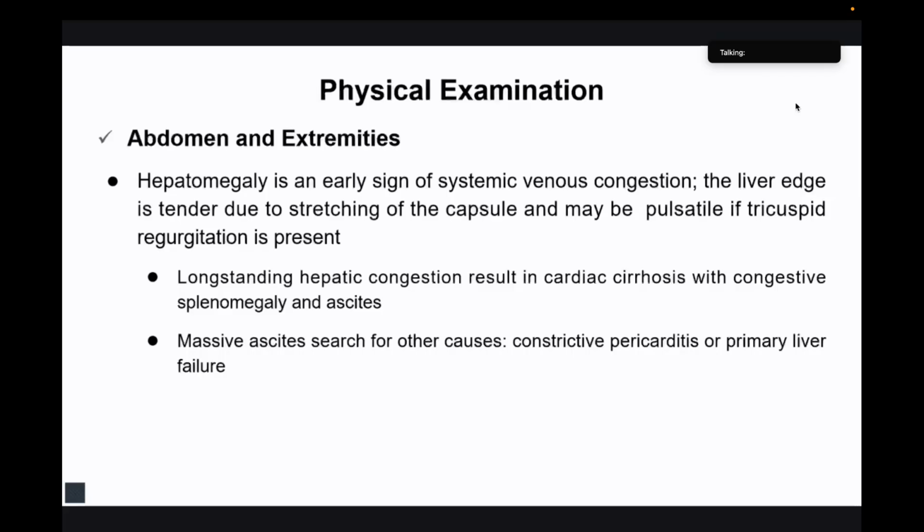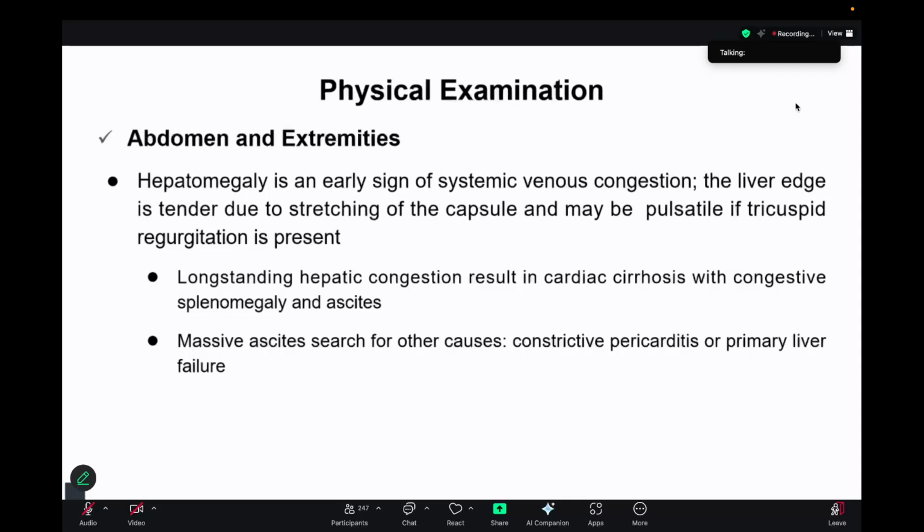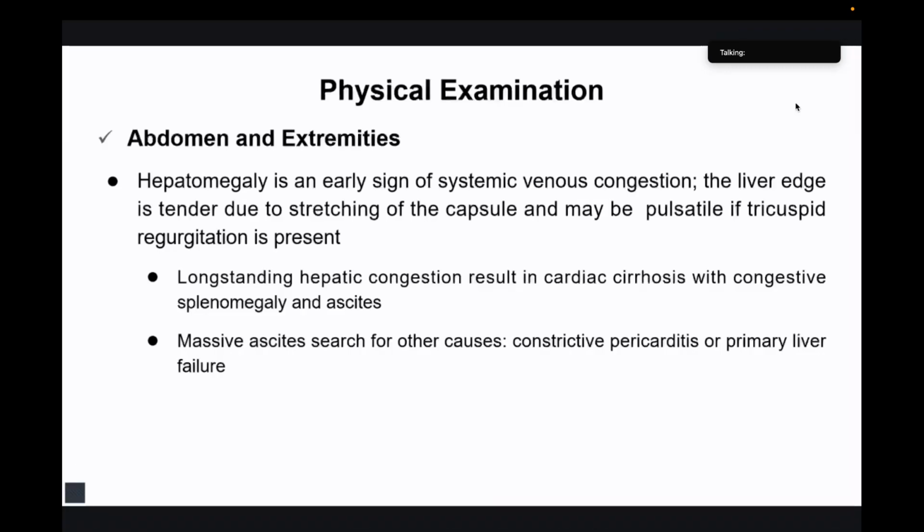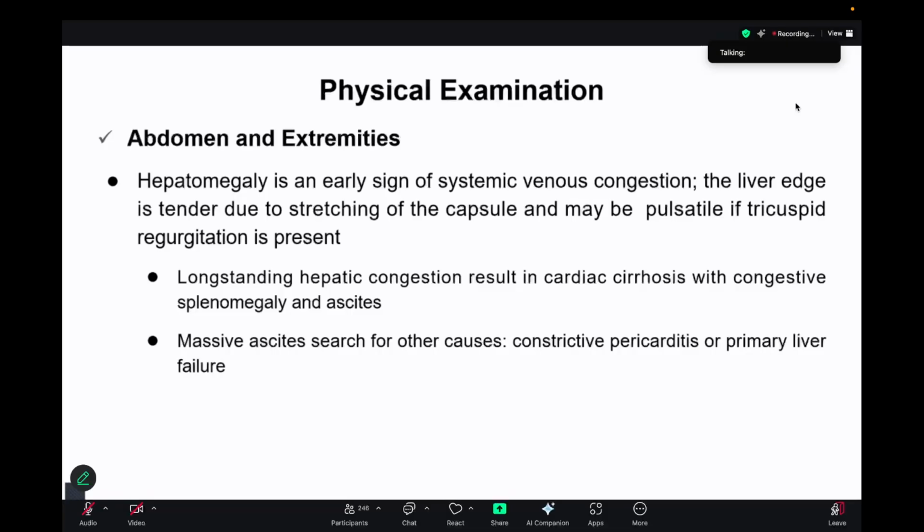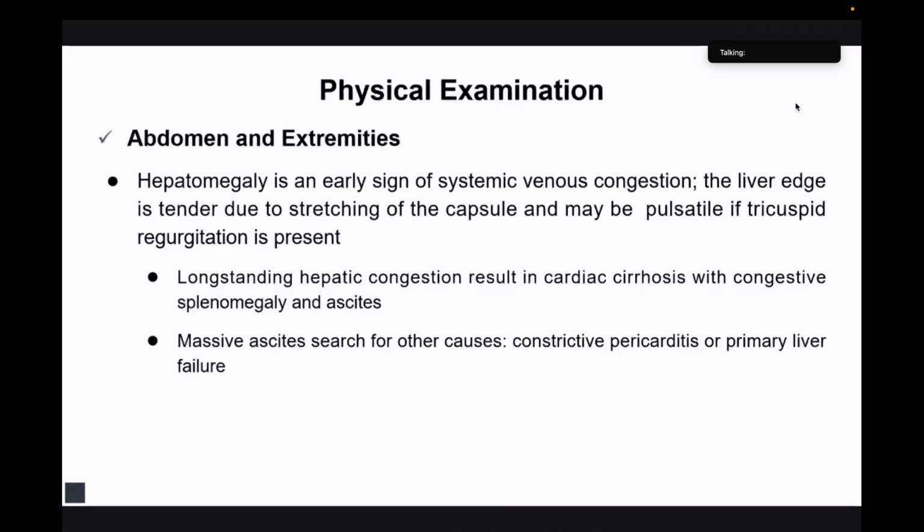Next is abdominal examination and examination of the extremities. Hepatomegaly is an early sign of systemic venous congestion, and you may be able to elicit the liver edge as tender as a result of a stretching of the capsule and may be pulsatile if tricuspid regurgitation is present.